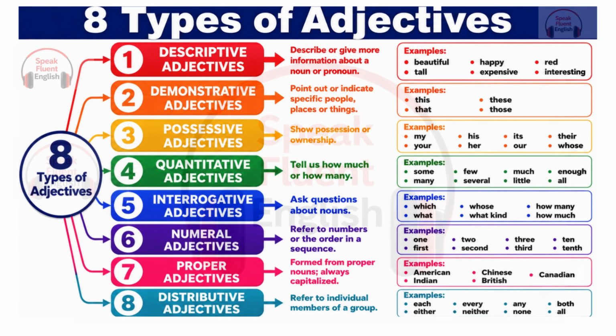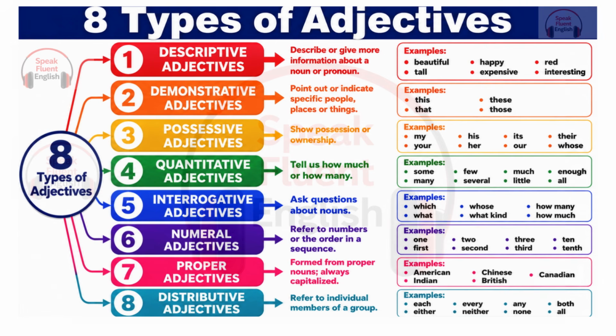That. That is my house. That car is fast. These. These are my friends. These apples are fresh. Those. Those are my shoes. Those birds are flying. Now, possessive adjectives.